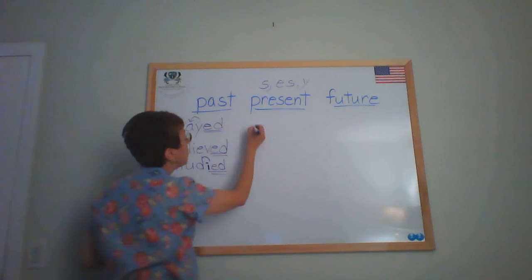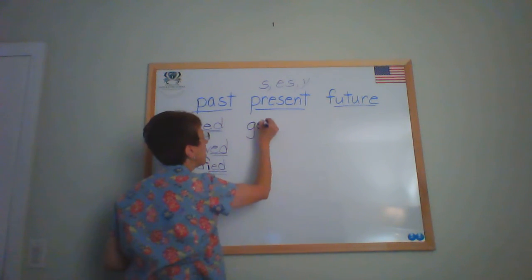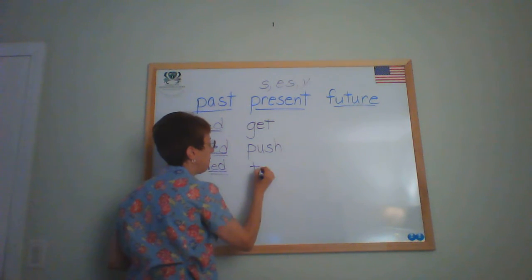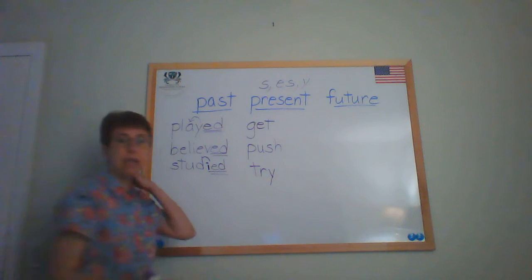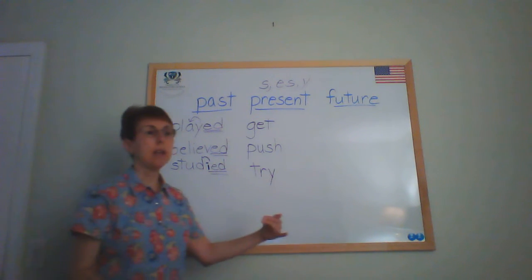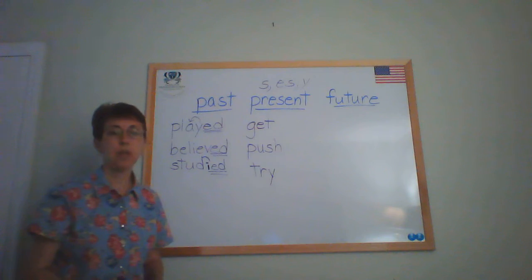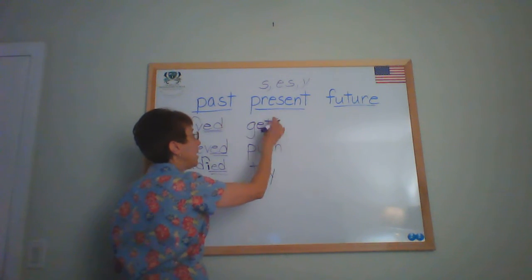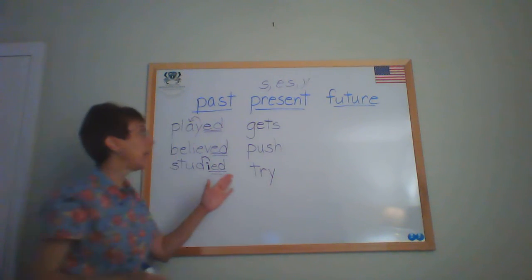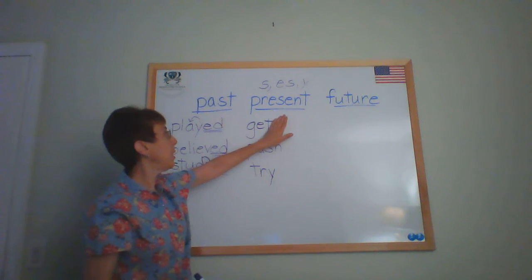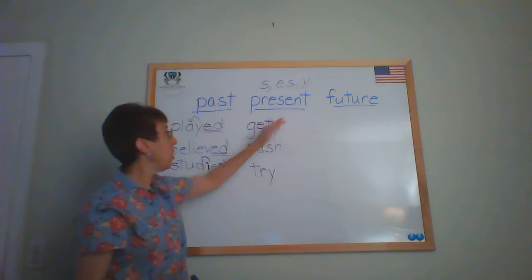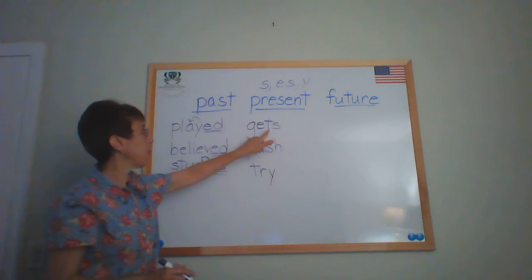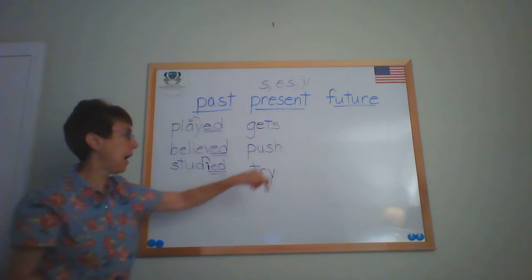I have get, push, try. Okay, get. I get the book. Okay, she gets the book. We need to add an S. So remember that present tense can be with or without that ending. Okay, I get it, she gets it. Okay, that's subject verb agreement. So here we're just simply adding an S.